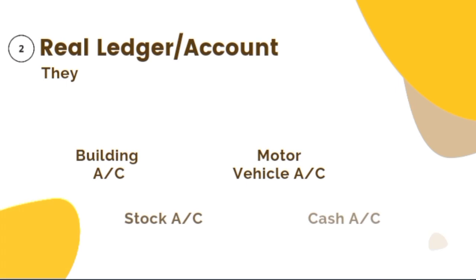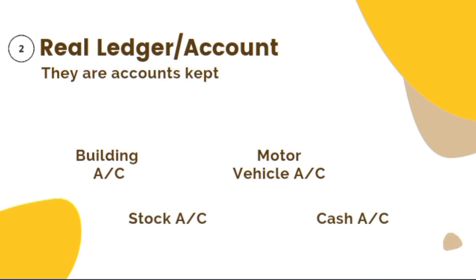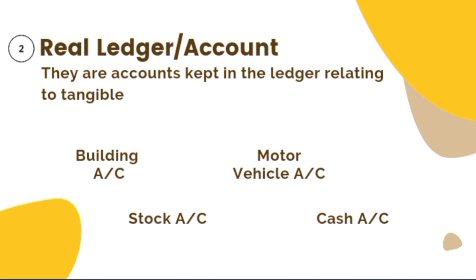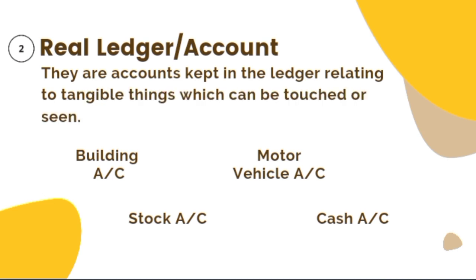Then we have the real account. These relate to assets and liabilities. The real account is kept for recording tangible things which can be touched or seen. Examples are motor vehicles, furniture, stock, etc. All these are examples of the real account.